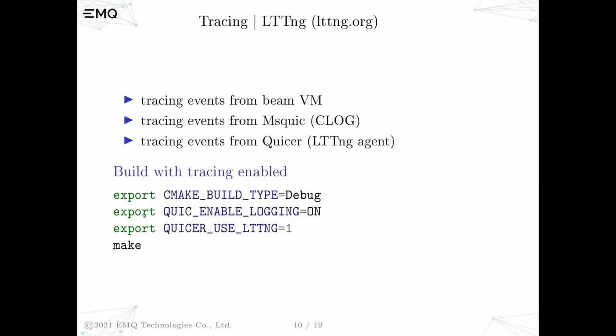Here is an example of how you build with tracing enabled. Basically, 3 environment variables. The first one is debug info. Then you enable the logging. This is for MsQuic, and this is, as you can see, for Quicker. The output will be the dynamic library file I mentioned in the previous slide. They will be embedded with tracing events, but the tracing events are not emitted by themselves. You need to enable them with the LTTng daemon. That's why they call it dynamic tracing, right?